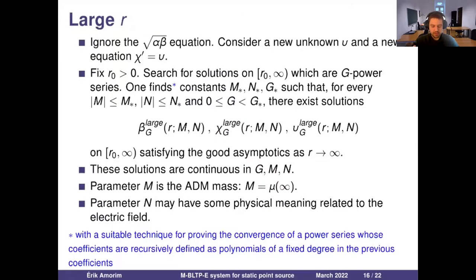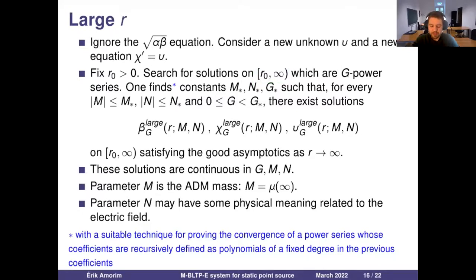All right. So what is the solution idea? I'm going to study the two regimes separately, large and small r. So as I said, ignore the alpha equation, or square root of alpha beta. And also consider a new unknown. I'm calling it epsilon, which is the chi prime. This is the standard thing that you do. You have a second order equation for chi, so just call chi prime epsilon. Now you have a first order system. And I'll fix some positive value r0 and search for solutions only starting at r0 onwards.